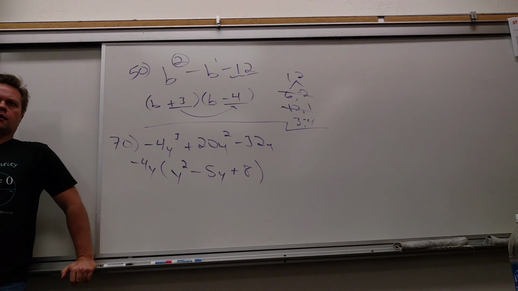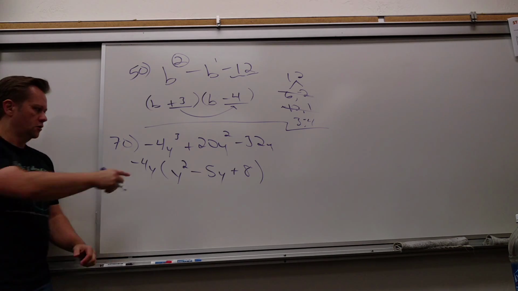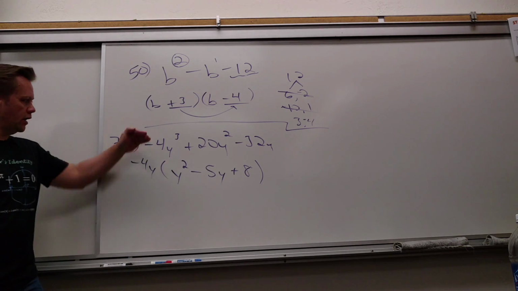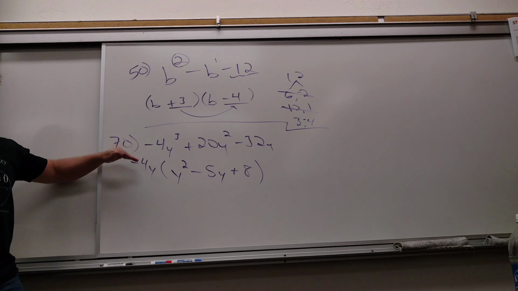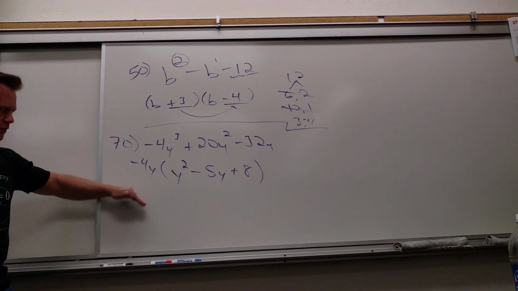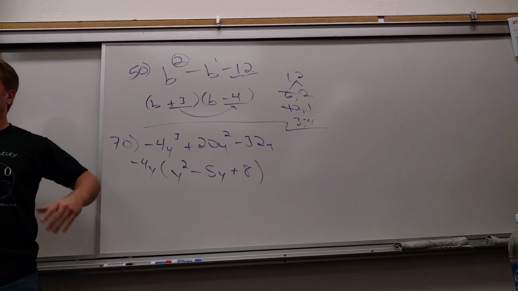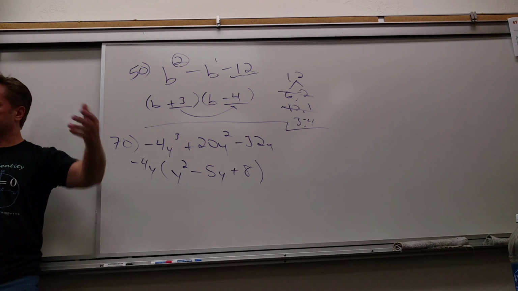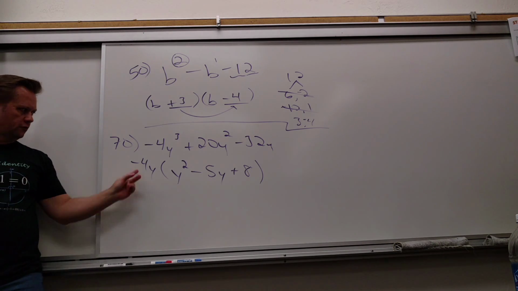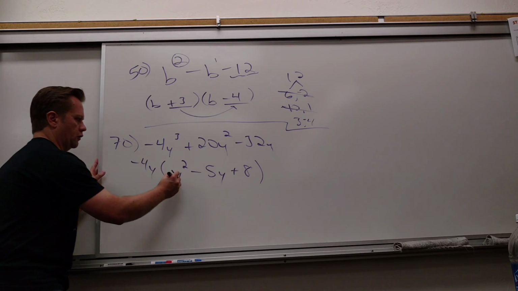How do you always check a GCF step? How do you check that? Just read it back in. Make sure you get back to there. Every time you rewrite this, you're saying this is the same as that. This is the same as that. So how do you check? Make sure it's the same as that, right? Make sure that when you multiply it out, you get that. So now I can focus on this.